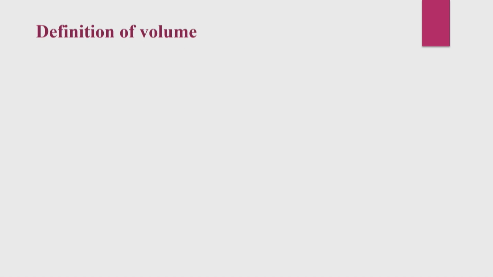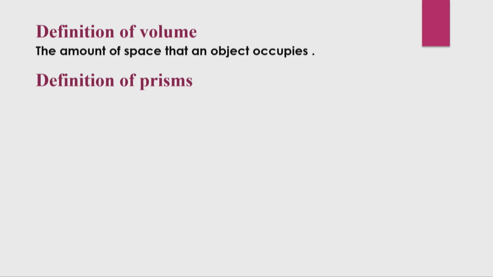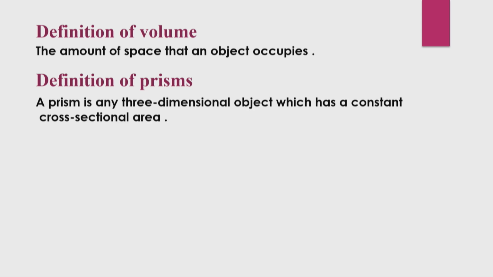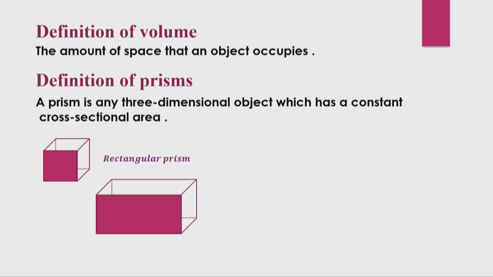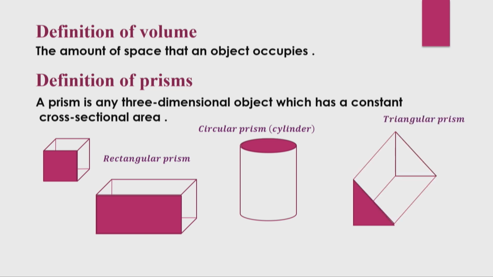Next, the definition of volume. The amount of space that an object occupies. Definition of prisms. A prism is any three-dimensional object which has a constant cross-sectional area. For example, rectangular prism, circular prism, triangular prism. When each of the shapes is cut parallel to the shaded face, the cross-section is constant and the shape is therefore classified as a prism.